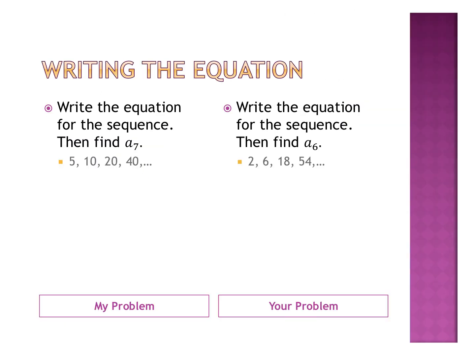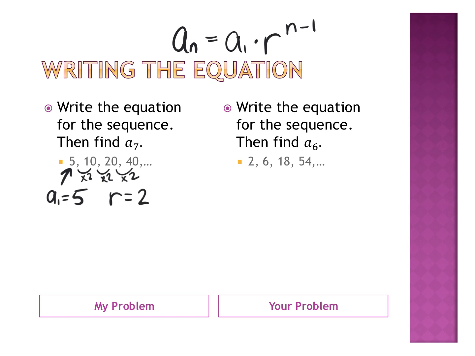Okay, again, if we're writing the equation, our formula is AN equals A1 times R to the n minus 1. Write the equation for the sequence and then find A7. So we're looking at the pattern 5, 10, 20, 40. A1 is the first term, so A1 is 5. And what is this pattern? Times 2, times 2, times 2, right? So the pattern R is 2.